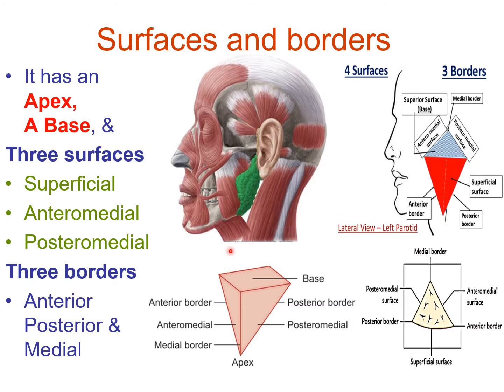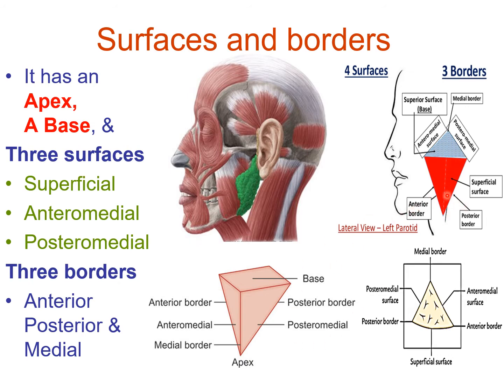To describe the surfaces and borders of the parotid gland: it is an inverted pyramidal shaped structure having a superior aspect, known as the base, and an inferiorly projecting apex. It is an inverted pyramidal shaped structure having an upper base or the superior surface and an apex pointing downwards. This gland has three surfaces divided by three borders.